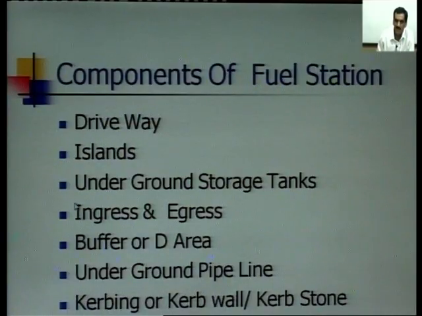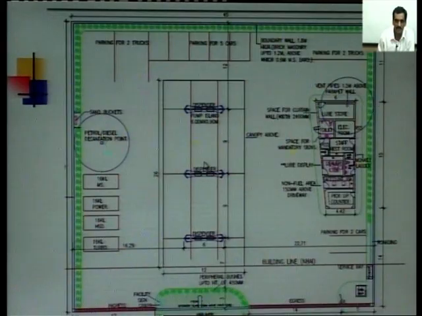The other part is ingress and egress. The ingress and egress is the entry and the exit part. Apart from this entry and exit part, we are going to have a deceleration lane. That is, if an outlet is on a highway, we are going to have another 70 meters lane onto the left and 100 meters lane onto the right, so that the traffic on the highway moves in effectively.